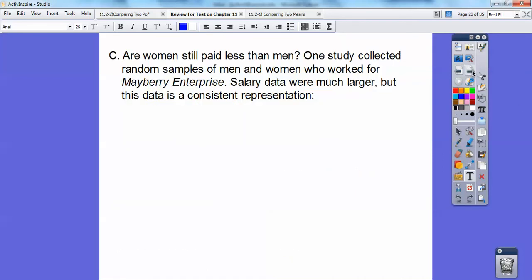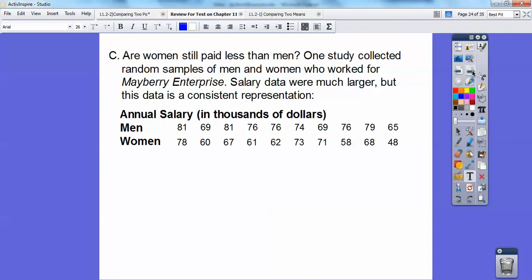Okay, so here's another one, you guys. Are women still paid less than men? One study collects random samples of men and women who worked for the Mayberry Enterprise. The salary data were much larger, but this data is a consistent representation of it. So go ahead and put those in list 1 and list 2 for us. I did that for the men and women right there, and these are in thousands of dollars.